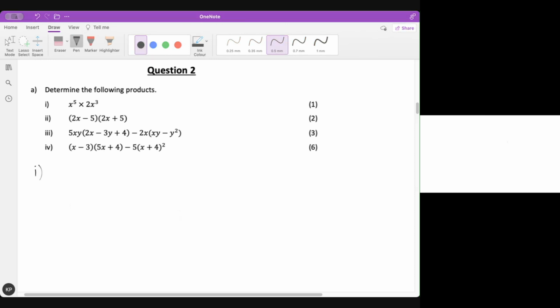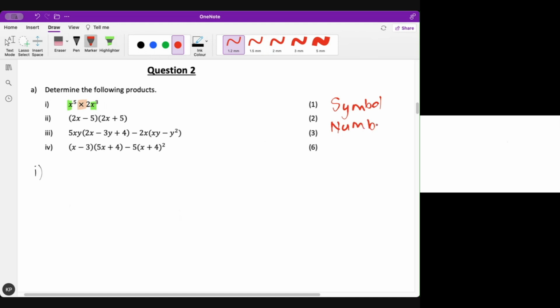I understand why you said 1 because exponents are scary business, okay? But you just look at this. What are we doing? We are multiplying, okay? And we have the same variables there and there. And we use our rule of symbol, then number, then variables. And when I say variables, I'm including the exponents.